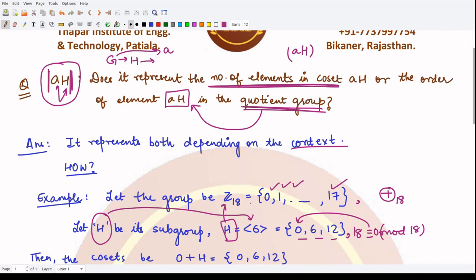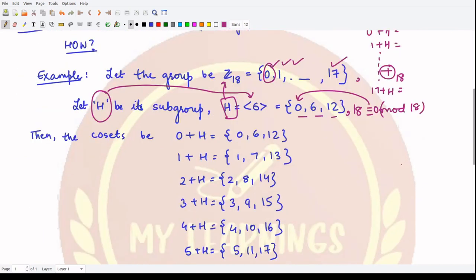So for that, we take different elements of Z18, add them to H, up to 17 plus H, and we see how many of them are distinct. So you see only 6 distinct cosets we have with us. These are these. Why? Because if you take any other apart from these, you will end up getting these back. So 0 plus H is obtained when you add 0 to these elements, 1 plus H is obtained when you add 1 to these elements, 2 plus H is obtained when you add 2 to it, and so on.